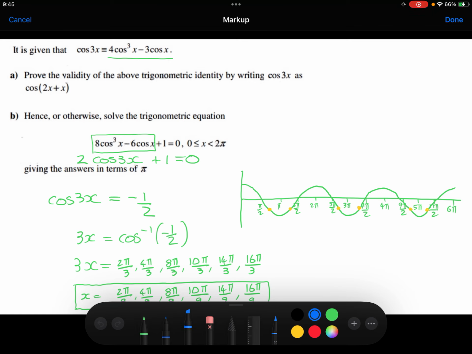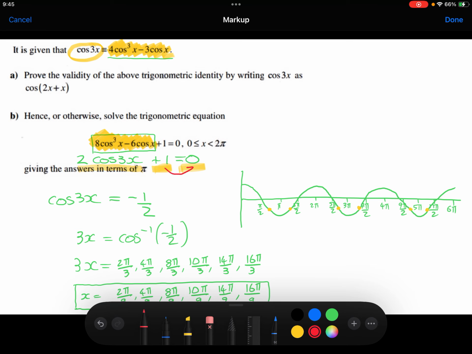So it says hence. So I'm going to be using what I've just done in part A. So using this identity, I'm looking at the equation I've been told to solve here. And this 8 cos cubed x minus 6 cos x, I'm noticing that that is double what I had in part A. So I can replace that with double the cos 3x. So I'm replacing it with 2 cos 3x. The plus 1 is still there. The 0 is still there.